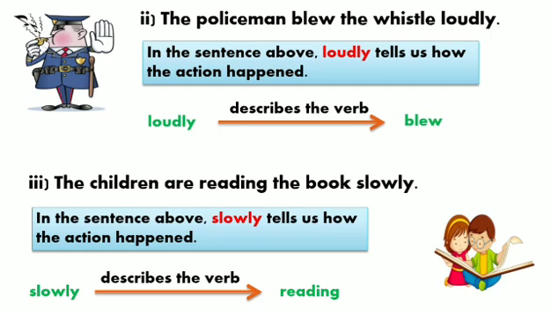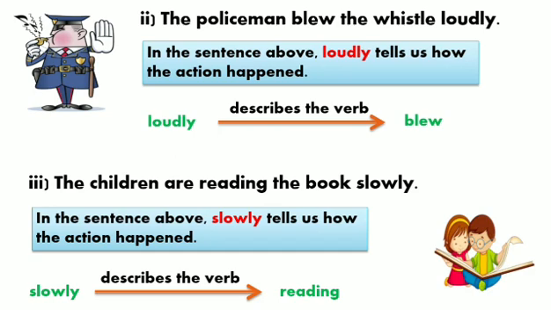Similarly, let's look at sentence number 3. The children are reading the book slowly. Now, find out the verb in this sentence. Come on, hurry up. Yes, here the verb or the action word is reading. Reading is the word which is telling us about the action that is being performed in this sentence. And how are the children reading the book? In what manner are they reading? Which word is telling you this? Yes, slowly.